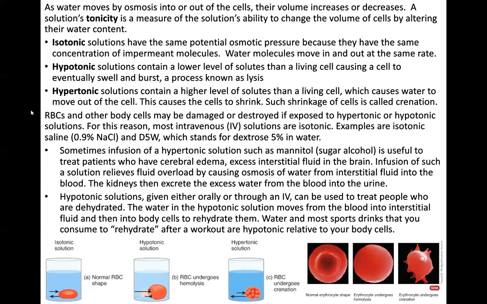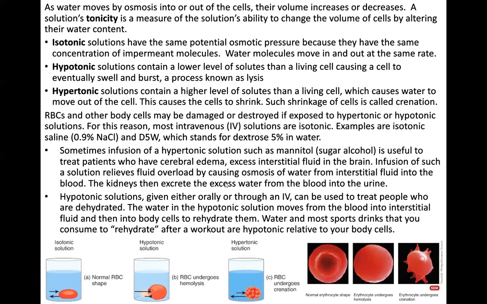So a hypertonic solution causes water to move out of the cell. The figure doesn't say it directly, so I would write this out. A hypotonic solution makes the water flow in. So hyper out, hypo in. Isotonic is just at the same rate.